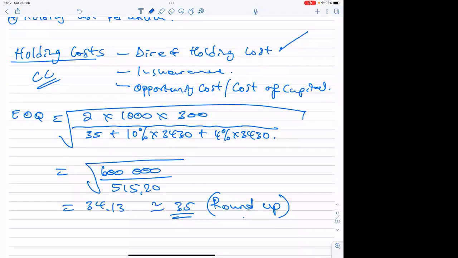Let's say the entity is manufacturing or selling cars. So if your economic order quantity is 34.13, there's no 0.13 of a car. Are we together? So round up to a finished product. Right. Any other question? Are you answered, sir? Yes, thank you very much, ma'am.